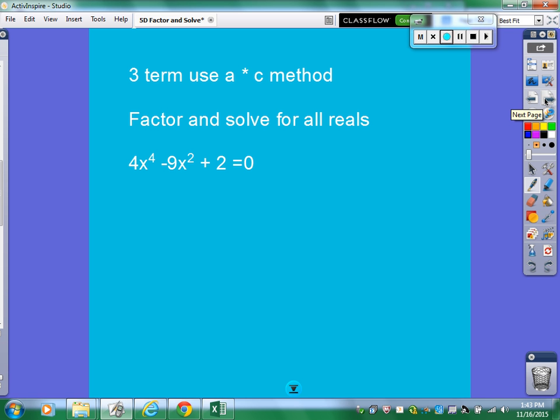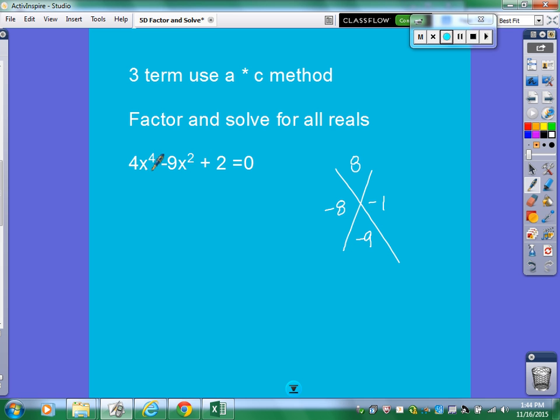Let's look at using 3 terms, our A times C method. Take a moment, write this down: factor and solve for all reals. So let's write down the following question: 4x to the 4th minus 9x squared plus 2 equal to 0. Here again, it's in standard form. I don't have a GCF. So now we're going to go A times C. It multiplies to give you 8, but adds to give you negative 9. So negative 8 and negative 1.